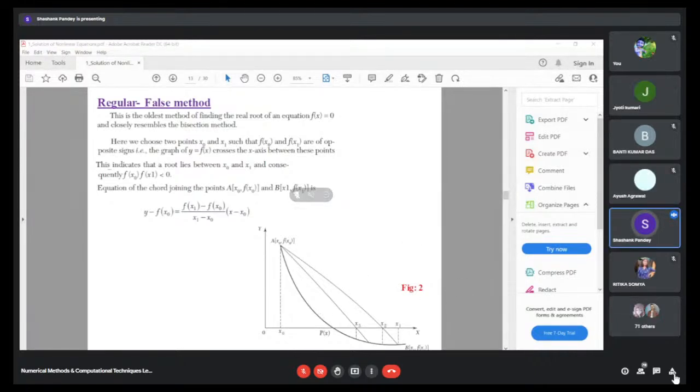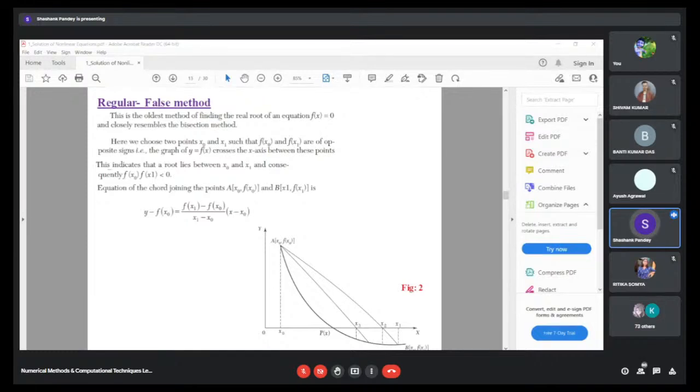This is a polynomial. You can see that. This is f(x) equal to 0. So we want to determine one of the roots of this polynomial. How we do this is that we take the value of the function at x equal to x0, which is f(x0), and the value of the function at x equal to x1, that is f(x1). So we have two values.